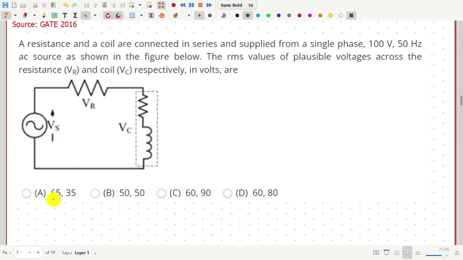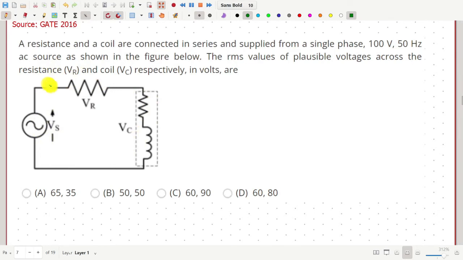that VR is equal to 65 and V coil is 35. This is one option. The next option is both VR and V coil are 50 volts. Then VR 60 and VC 90 volts. And finally VR 60 and VC 80. Which among these four possible options is correct? We will first draw the phasor diagram for this circuit.